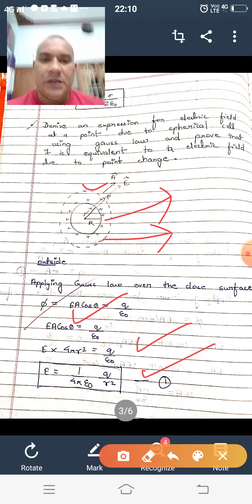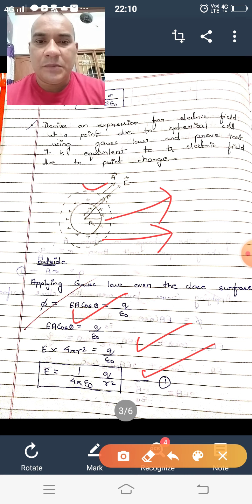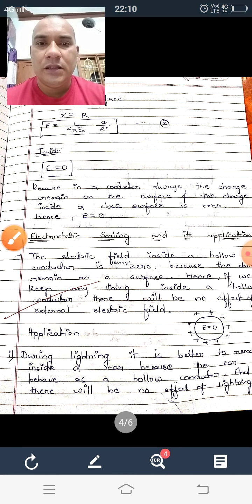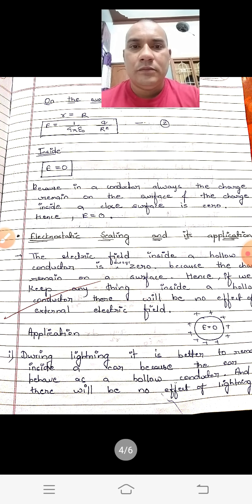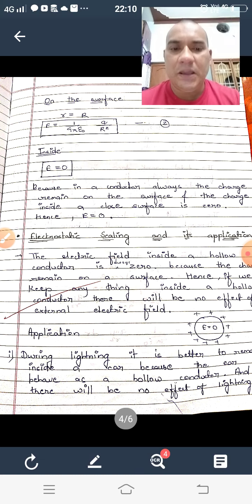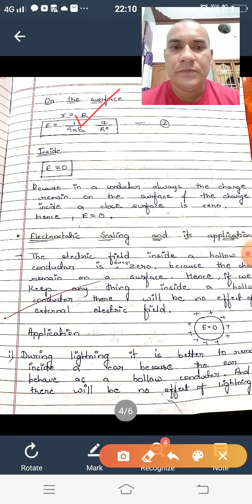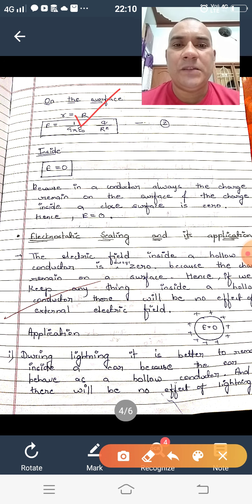Now on the surface, suppose point P comes on the surface, then this small r will be equal to capital R. So what will be the formula on the surface? Here simply it will be E is equal to 1 by 4 pi epsilon naught Q by capital R square. Small r will be replaced by capital R.